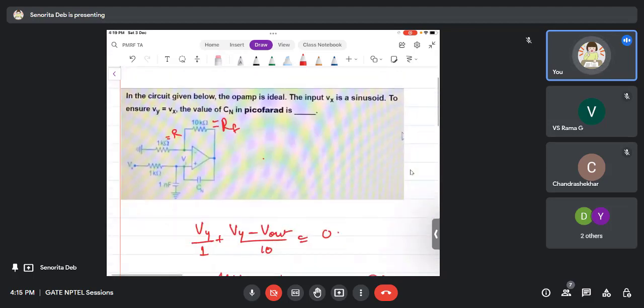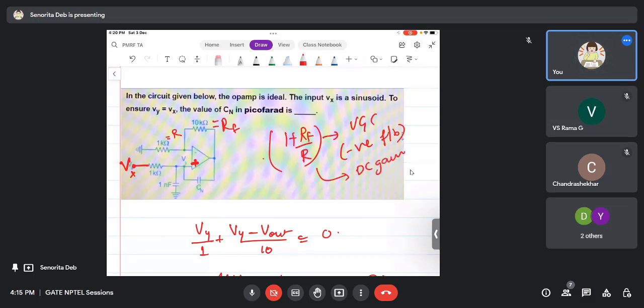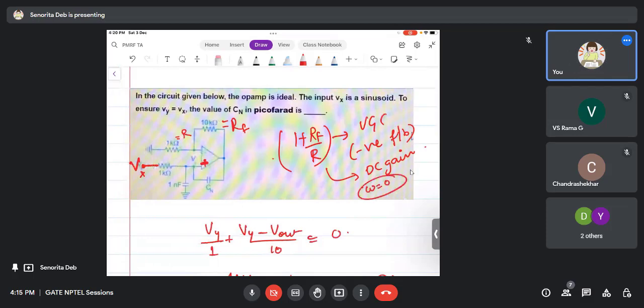Because input is applied to the positive terminal, right? And this 1 plus RF by R is obtained with the virtual ground concept, which is applied only in negative feedback, and this gain is actually the DC gain. Okay, DC gain means omega is 0. So if omega is 0, then this is open.